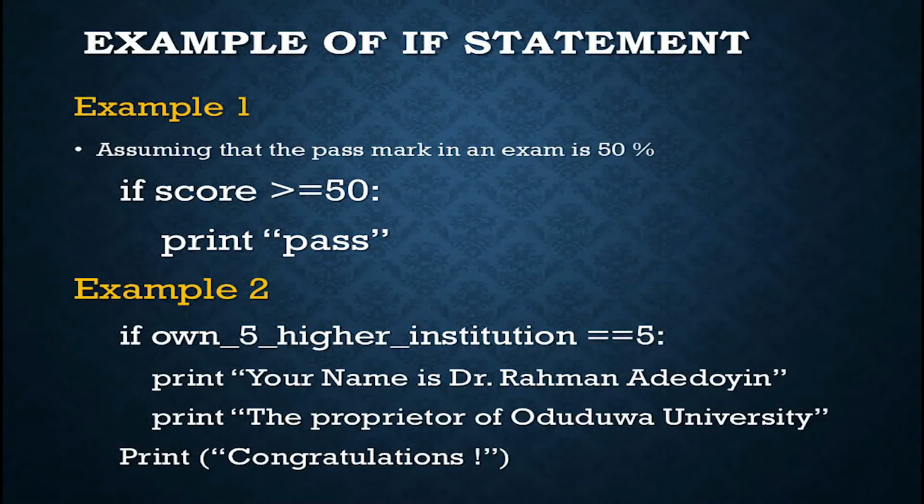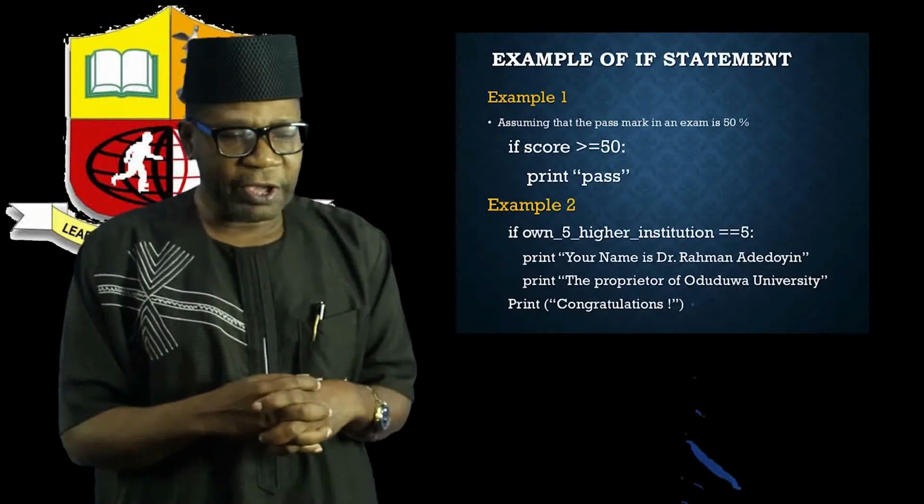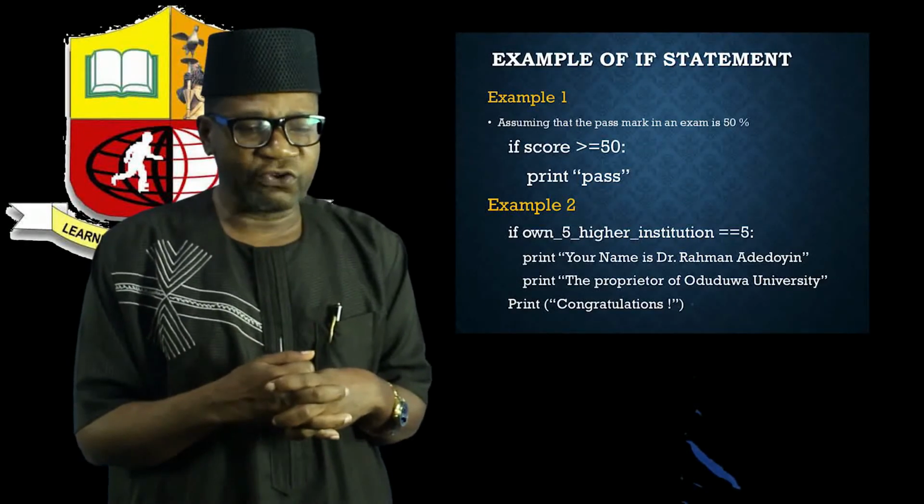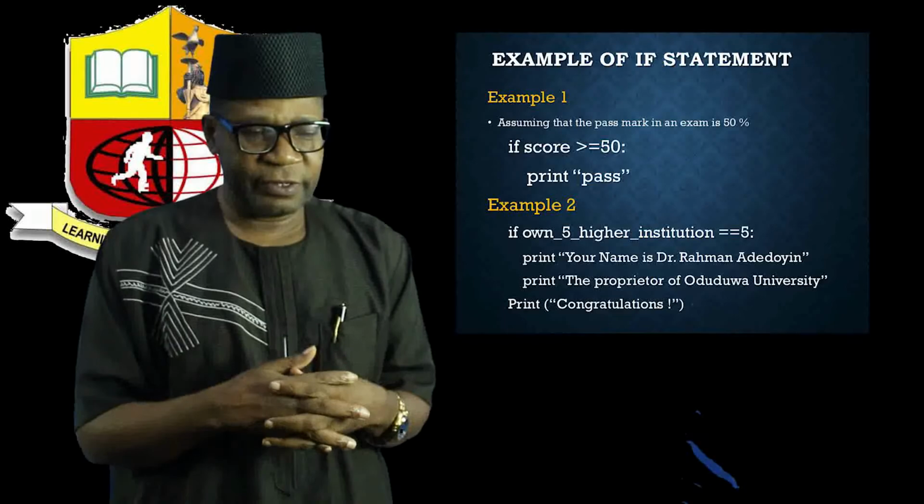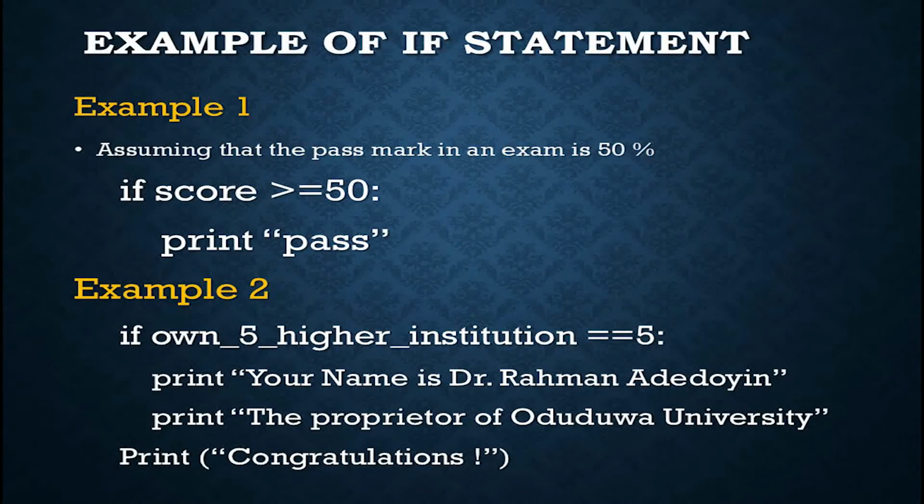The second example is about, if you want to check an individual, and in this case, the condition is that if you own 5 higher institutions, then we know that you are a particularly important individual. So this example is just to help us to tackle that. So the variable name is own 5 higher institutions. If own 5 higher institutions is equal to 5, then you are to print your name is Dr. Rahman Adedoyin, the proprietor of Oduduwa University.